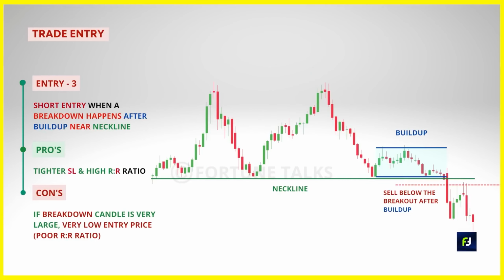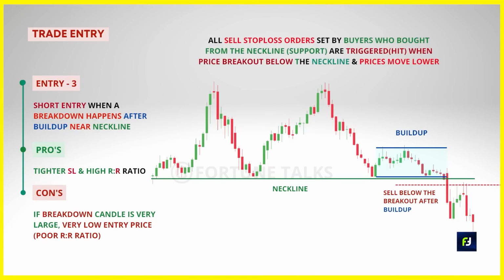In some cases, it is always beneficial to wait for a price build-up to form near the neckline, which acts as a support level in this pattern. Now we will take a short trade when the price breaks below the neckline after the build-up. This will ensure a higher probability of success because the traders who are long near the neckline or the support will have their stop loss orders placed below the support level, and this will cut their losses if the market continues to head lower. And once price breaks below the support level, all these sell stop loss orders will be hit, which will add further selling pressure, thereby increasing the probability of success.